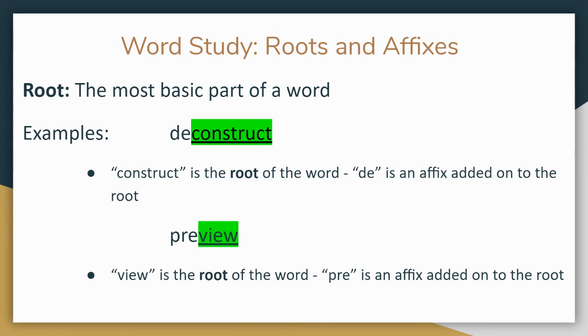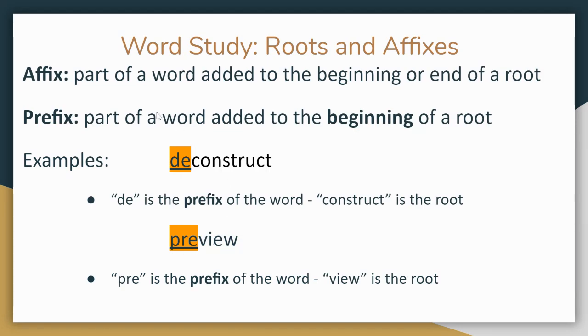Today we're going to continue learning about the different parts of words. Yesterday we learned that a root is the most basic part of a word. In the word deconstruct, construct is the root of the word. The root can stand on its own as a word. In the word deconstruct, de is a prefix that was added to the root. In the word preview, view is the root of the word, and then we added the prefix pre to the root view.